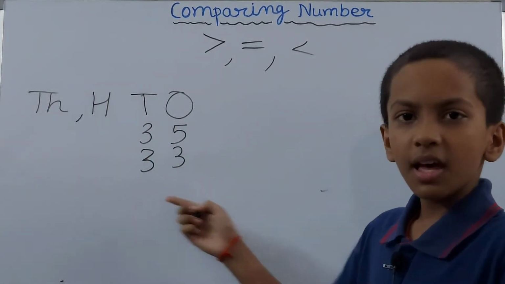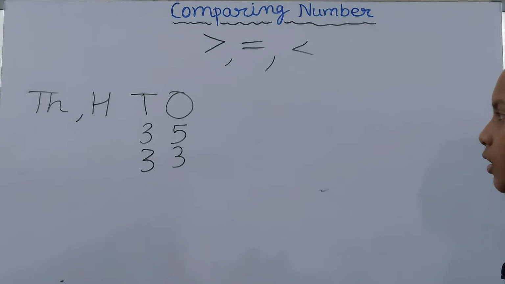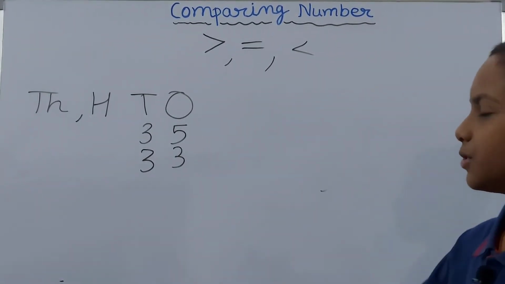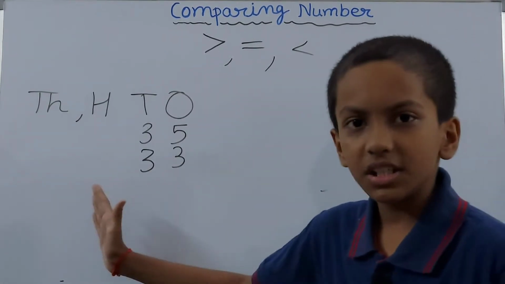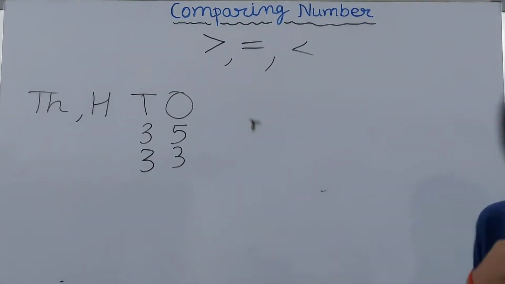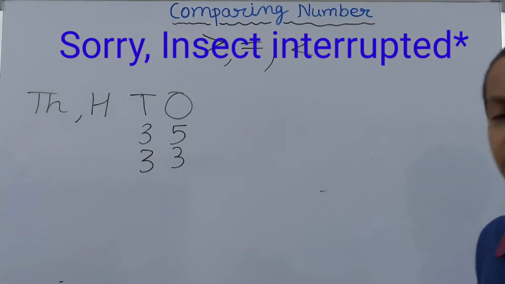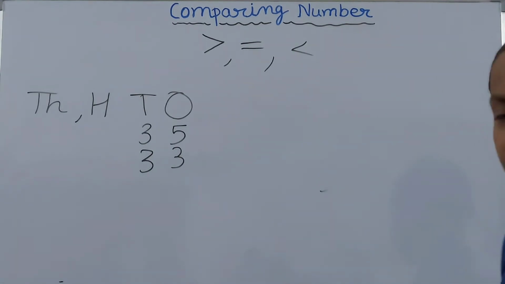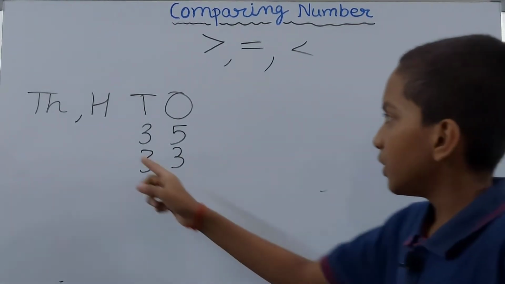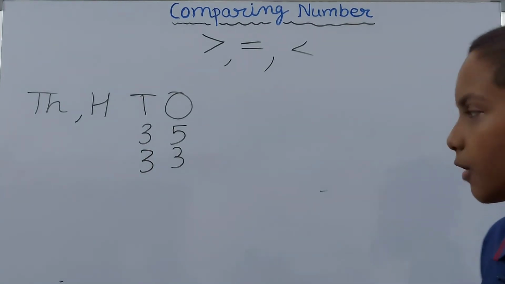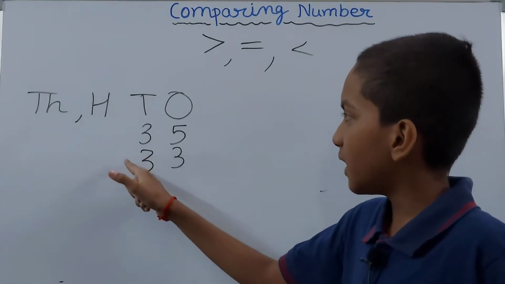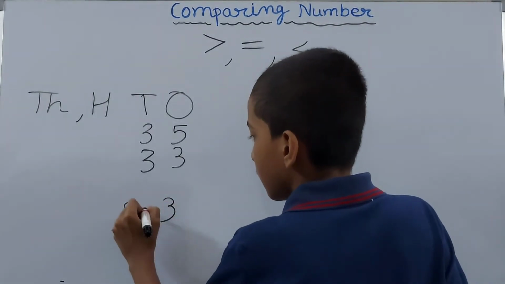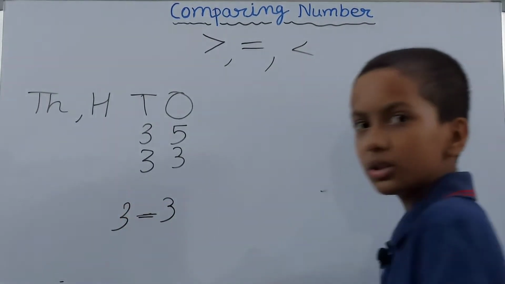Now I have written two numbers over here. This is 35 and this is 33. So now we have to compare these two numbers. As I told you, when we have to compare the numbers, first see from the left side. Compare your digits from the left side. So take the first digit of two of your numbers. Here it is 3 and here it is 3. So you see, when we compare 3 and 3, equal comes. So these both are the same.